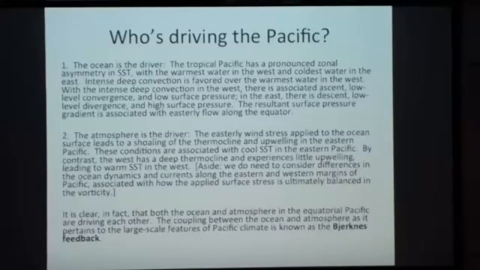Okay? Feedback here implies that if you introduce some kind of perturbation into the system, if it's a positive feedback, it'll amplify. If it's a negative feedback, it'll damp. And so, you can think then that the mean state is in this Bjerknes feedback mode, and then ENSO is a perturbation on top of that Bjerknes feedback.